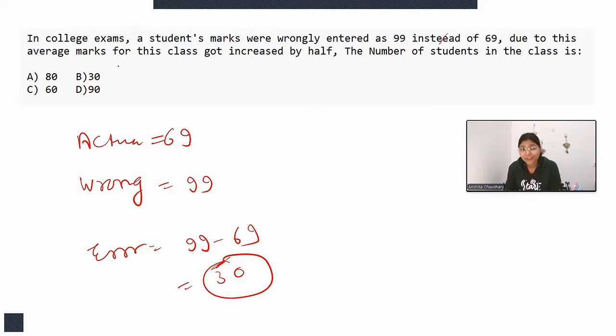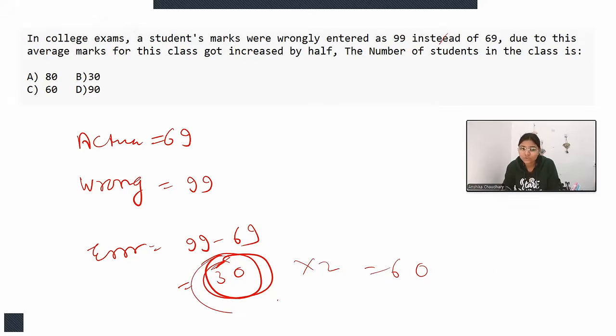Now due to this, the average marks for this class got increased by half. That means each student has got a half mark incrementation, right? And the total error is 30 marks. So if each student got a half mark incrementation and the total is 30, how many students will be there? Multiply by 2. Simple. So 60 students were there.